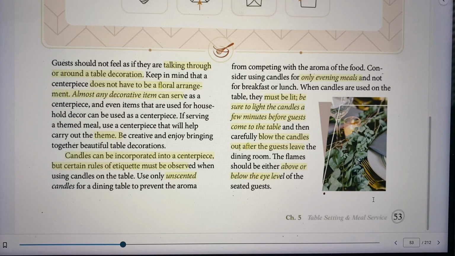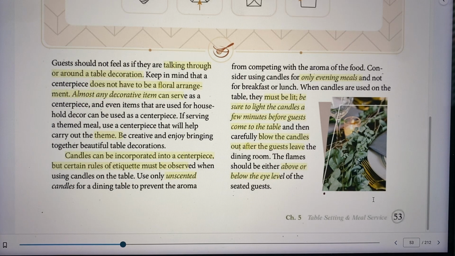And it could be a theme. If you have a party with a theme, it's always fun. So candles. Candles can be incorporated into the centerpiece, but there are certain rules of etiquette with candles. Use only unscented candles because guess what? If the candles are making a scent, it's going to clash with your food when it comes out. And people maybe will say, oh, I can't eat it. The candle was mixing with the food and it smells terrible. So use only unscented candles.